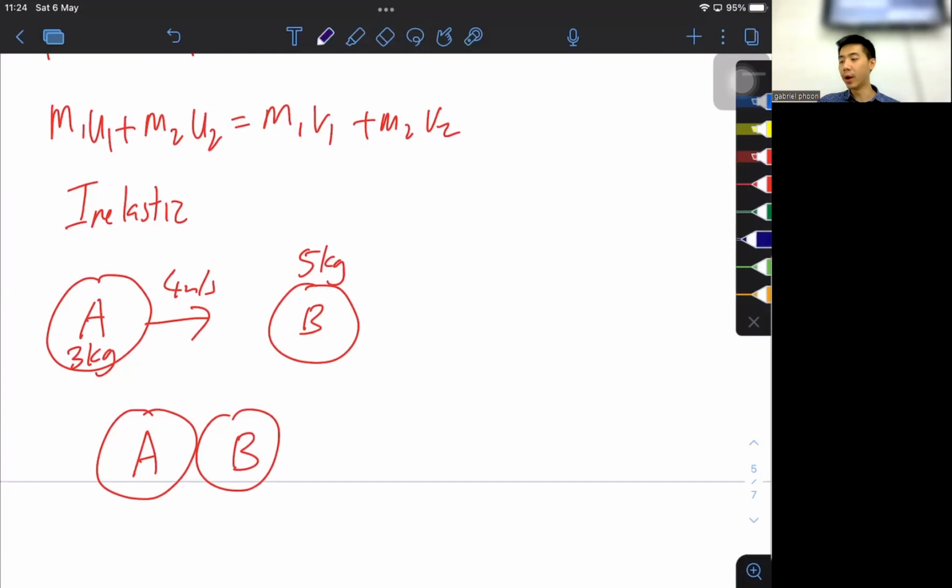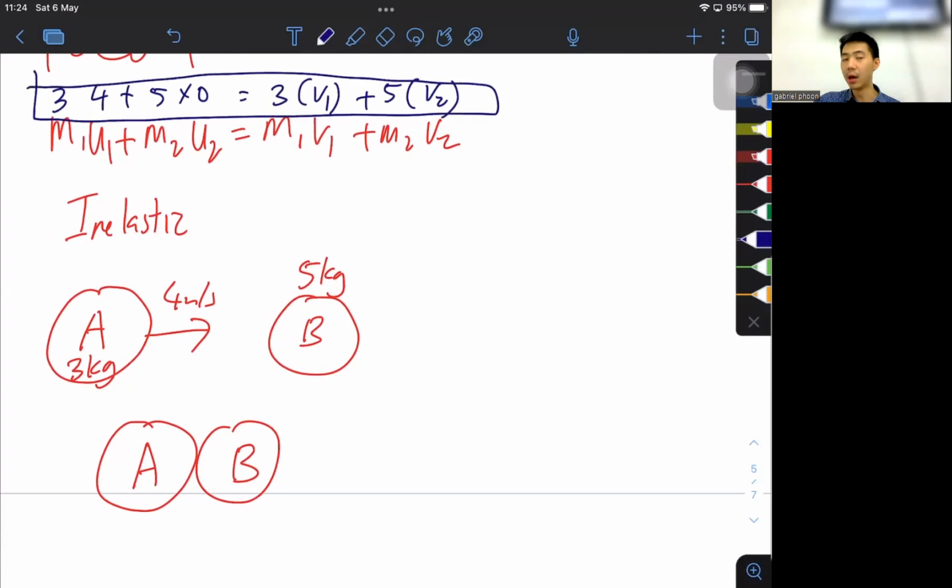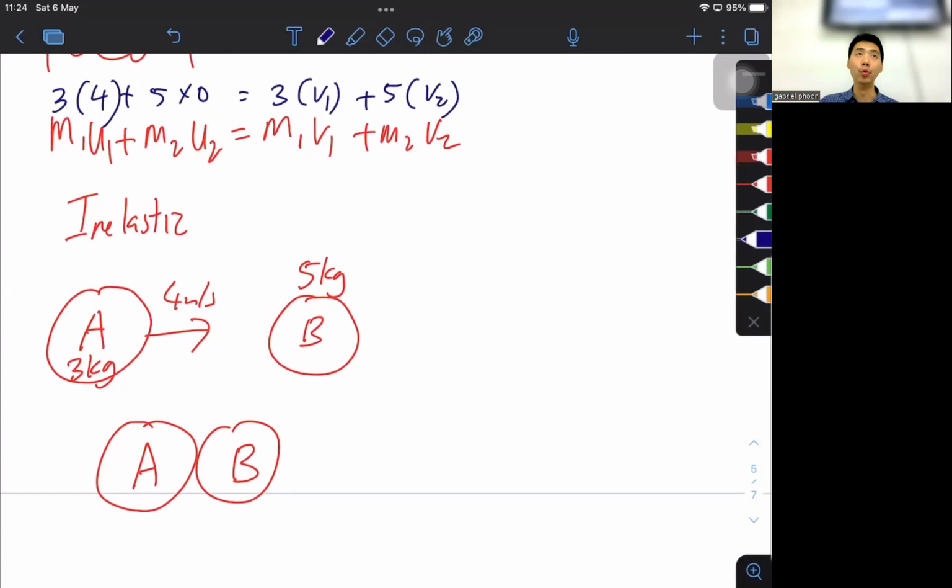A lot of students, what they do is they'll start substituting this in. They'll say that, okay, M1, which is 3 kg, the speed, which is 4 plus 5 multiplied by 0 is equals to first one, which is still 3. Then they're like, hey, V1 is what? Then this one is 5. And then they'll say like, hey, what is V2? Now, guys, if you are stuck in this situation here, know for a fact that one equation cannot have two unknowns.